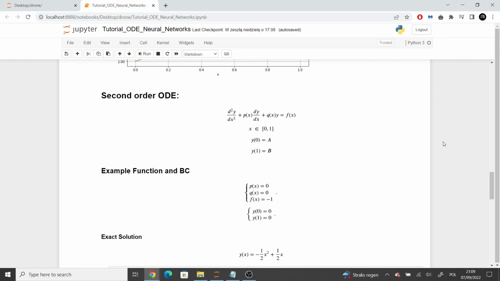Another example which I would like to discuss is a second-order ODE. A general expression of a second-order differential equation is given by this equation. I define the domain of x ranging from 0 to 1. Additionally, the boundary conditions at x equals 0 and x equals 1 are set to some constants. In this case, it's a and b.